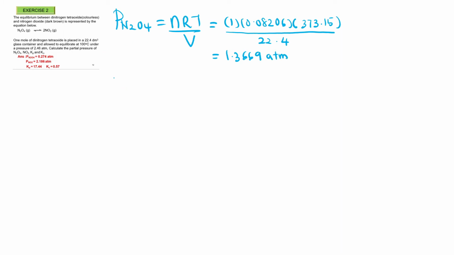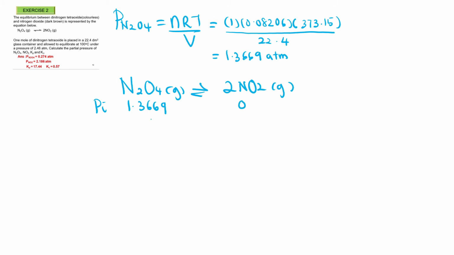Initial because initially it is placed di dalam the system, okay, in the system. So the system is N2O4, okay, gas produce 2NO2 gas. Okay, so N2O4 initial pressure there is 1.3669, and then this one initial pressure there is 0. Sebab dia tak bagi apa-apa mol, okay. Alright, so the change in pressure is, so this one we put ATM, don't forget to put ATM. So this one is minus X, this one is plus 2X.